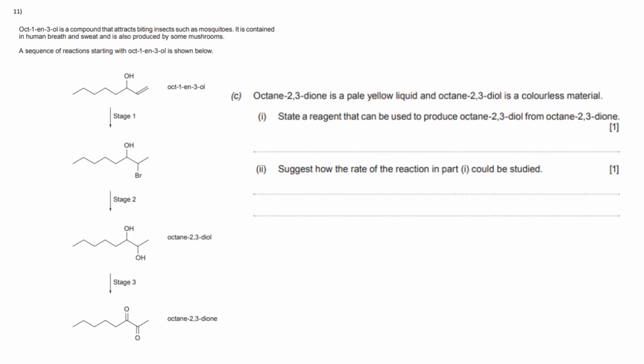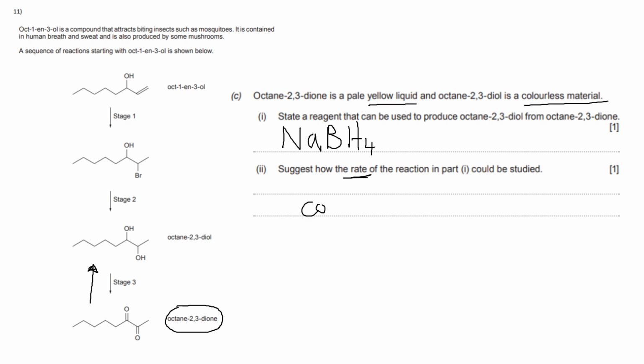It then says octane-2,3-dione, which is this molecule here, is a pale yellow liquid, and octane-2,3-diol is a colourless material. State a reagent that can be used to produce the diol from the dione. So this is to go backwards, in other words, to do the reverse of this reaction. So to go from a ketone to an alcohol, you'd use sodium borohydride, NaBH4. You could use lithium aluminium hydride, LiAlH4. And suggest how the rate of the reaction could be studied. Well, bear in mind you're going from a yellow liquid to a colourless material, so you'd use a colorimeter to measure changes in absorbance.